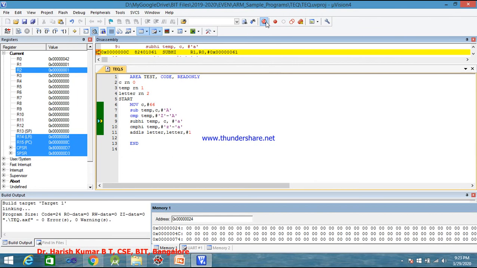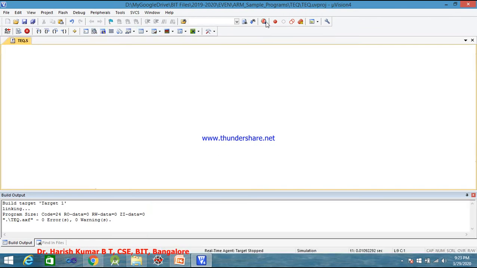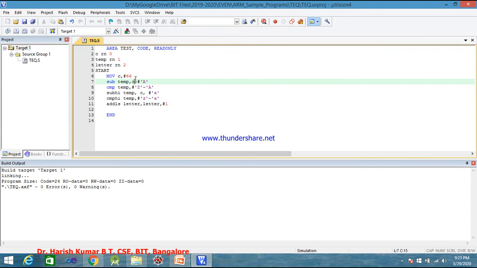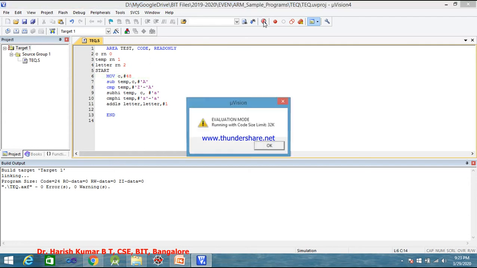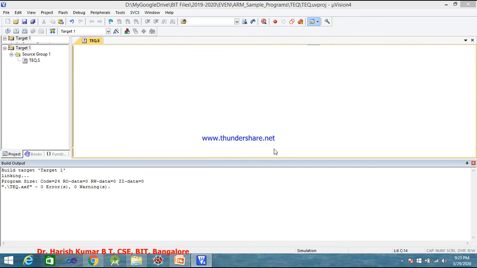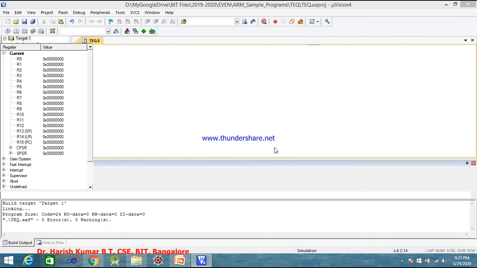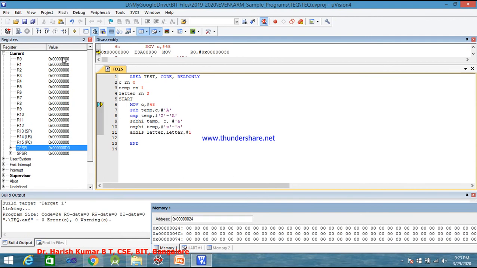Now if, instead of 66, I put 48, which is the ASCII value of 0, now the register R2 should not be updated with 1. Now what goes to R0 is the hexadecimal equivalent of this, that is 30.